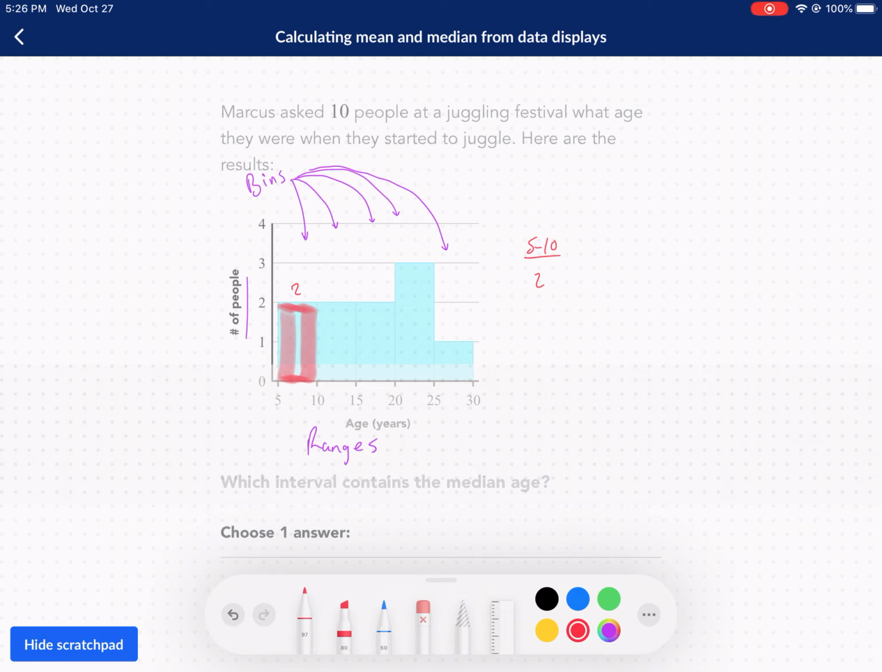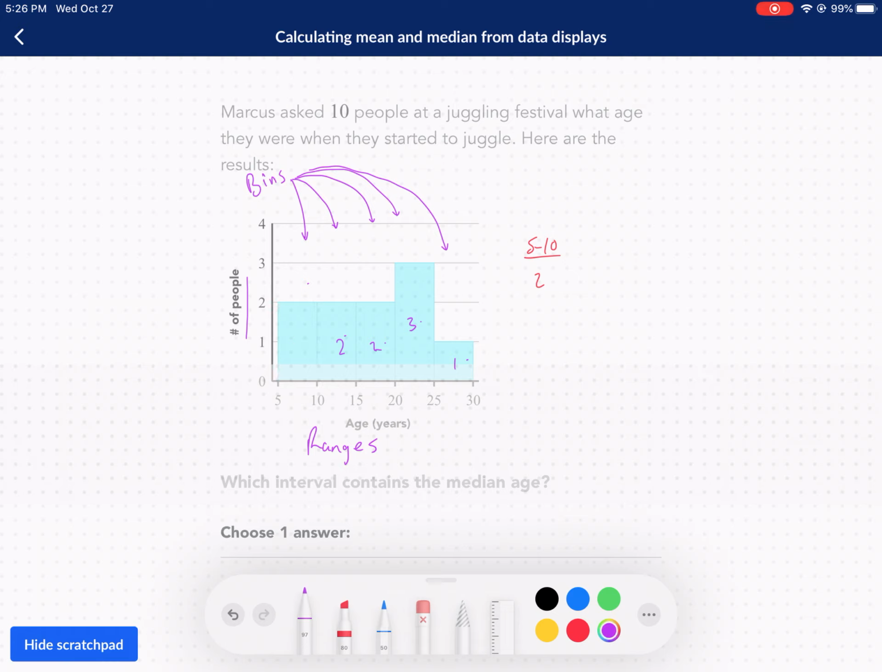So the next one over, I'm just going to use purple for all of them, is 2. There's two people that belong in this group. There's 3 people that belong in this group. And then there's 1 person that belongs in that group. So in total, we have 10 people, because I counted all these numbers up, added them, and that's our value.